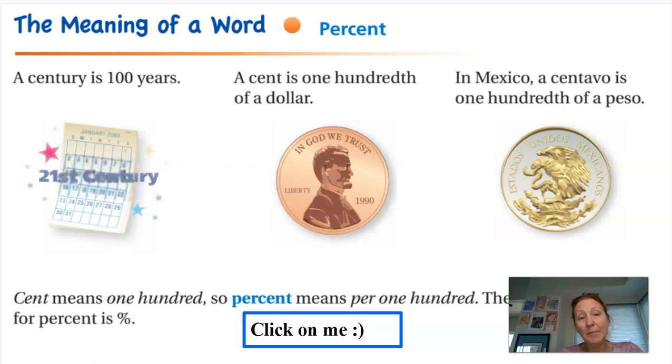So here's the meaning of percent, right? Per, literally, when you look at the word per and cent. And cent stands for 100, right? And if you think about centavos, that is 100th of a peso. A cent, our penny, is 100th of a dollar. A century is 100 years. My grandma just turned 105 this year, and she is a centenarian because she is over 100.